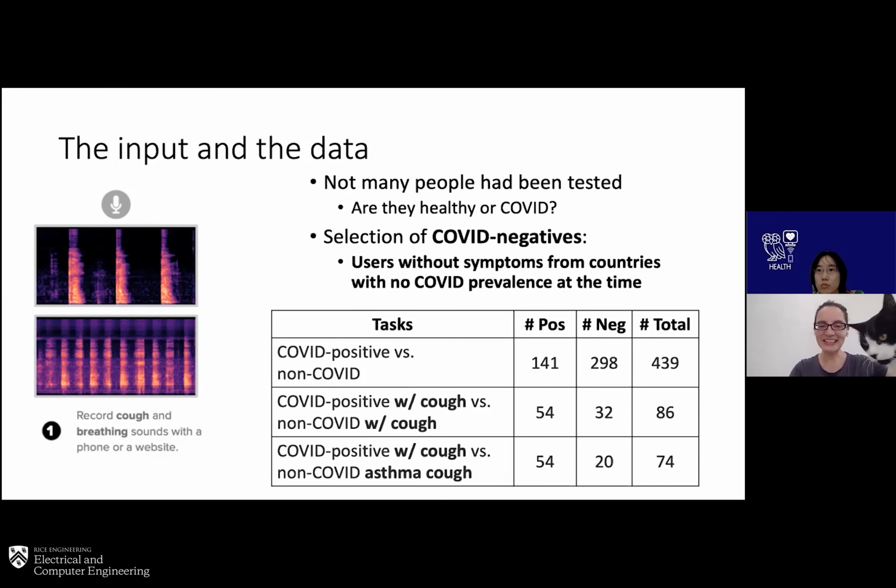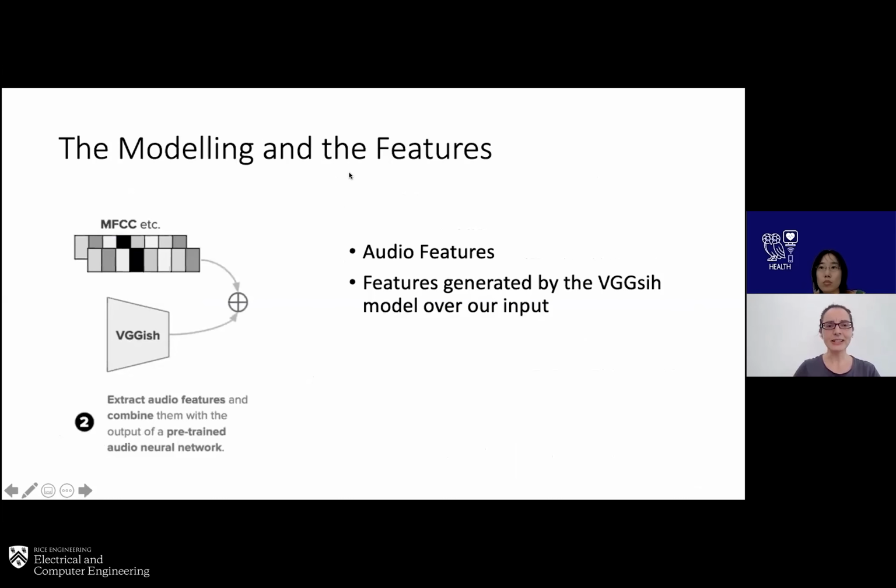And we also looked at non-COVID asthma coughs, so people with asthma as well, to see if we could see any difference with respect to COVID. So in terms of modeling and features, I'll go into a little bit more detail, but we used a set of traditional audio features. We extracted them from both the whole segments and from sliding windows. And we used a model trained by Google, VGG-ish, that generates audio features. This model is trained on YouTube audio, and it generates features over the input data, and we gave our data as input.